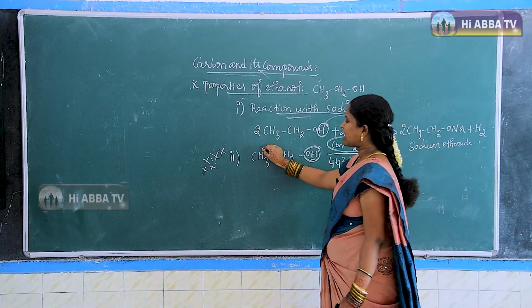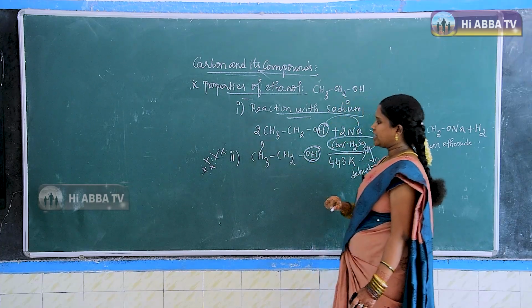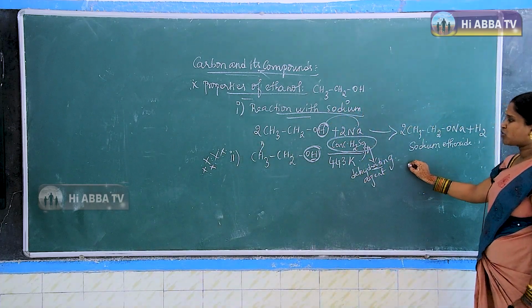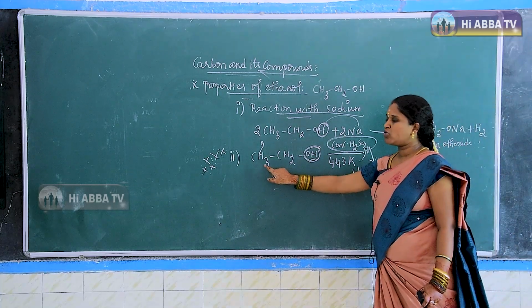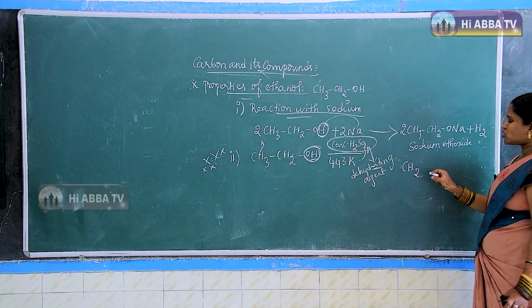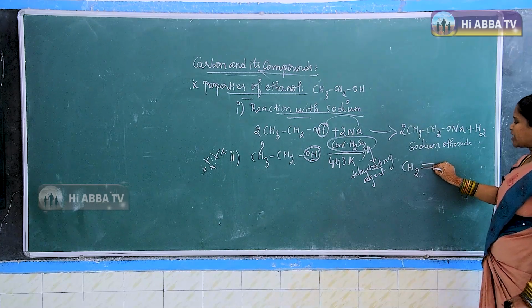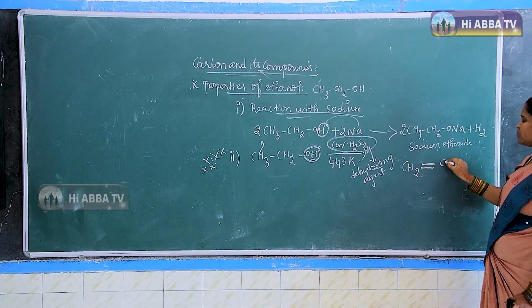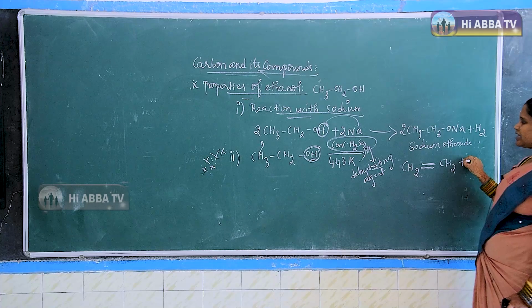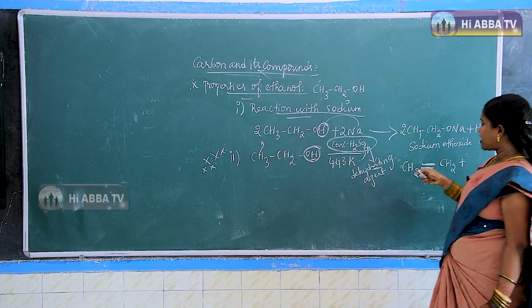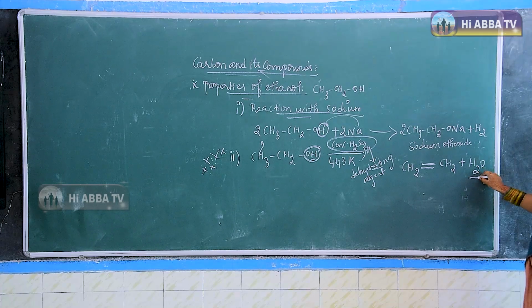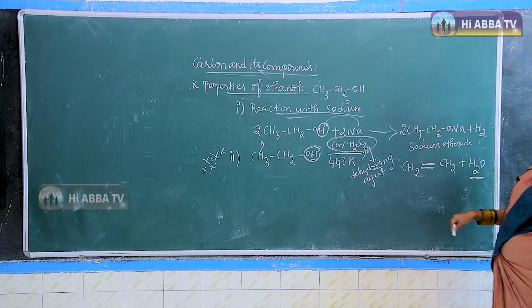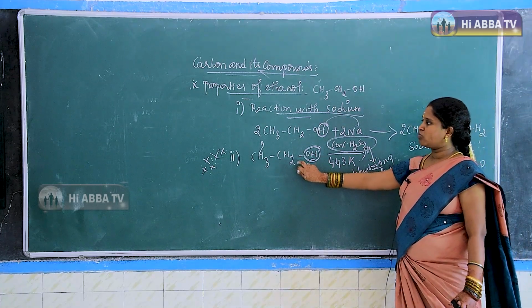OH I'll be taking, and from this I'll remove hydrogen. Now the product I'm going to write is CH2, since I have removed hydrogen from here. So CH2 becomes a double bond CH2, plus this H and OH combine to form H2O, water, which is removed by the dehydrating agent. So this is an important 2-mark question.